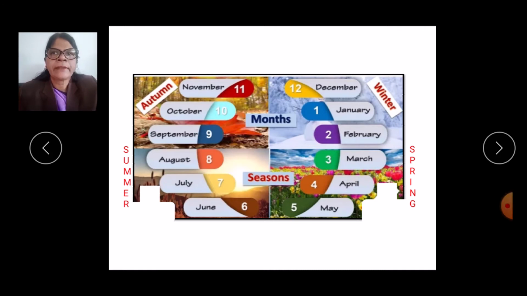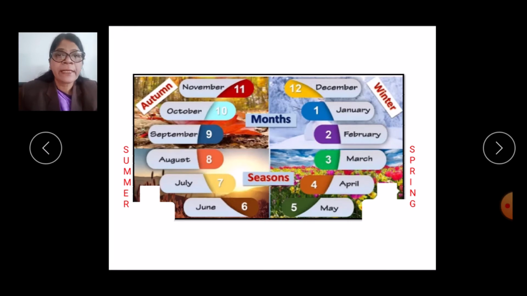Now here we can see, what is this here? Winter season, spring season, summer season and autumn season. In winter season, it is very cold. It is in the month of December, January, February. Spring season are in the month of March, April and May. In summer season, it is in the month of June, July and August. Autumn season, it is in the month of September, October and November.